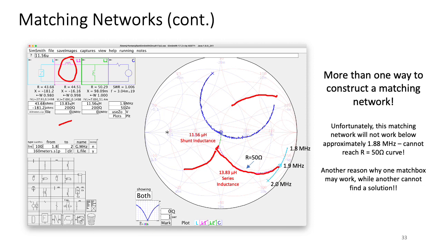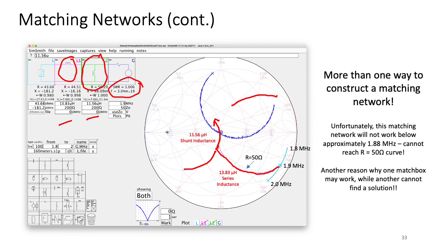And then moving counterclockwise in this direction along the constant conductance curve is a shunt inductance. Remember, I'm moving upwards into the upper part of the Smith chart, so it's always an inductance there. And that corresponds to 11.56 microhenries. So sure enough, the combination of a series inductance of 13.8 microhenries and a shunt inductance of 11.56 microhenries will give me an SWR of very close to 1 at 1.9 megahertz.